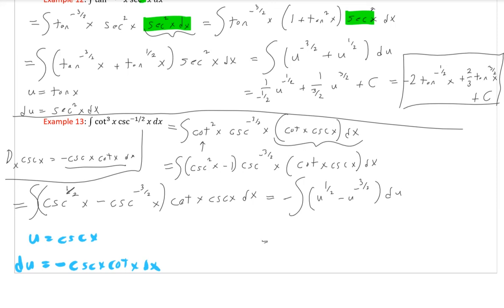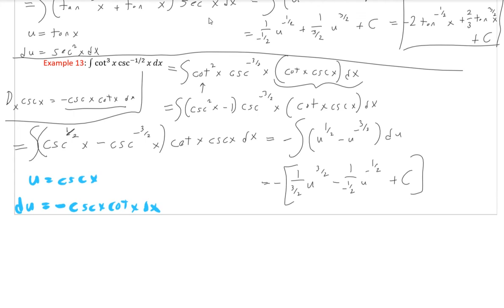And now this solves just like the last one. So negative, this becomes u to the 3/2, so I have 1 over 3/2 here, minus this becomes u to the -1/2, so I have 1 over -1/2 here, plus c. Which overall will give me 2/3 u, which is cosecant, so cosecant to the 3/2 of x. Minus makes positive, but this other minus makes it negative. 2 cosecant of -1/2 of x plus c.